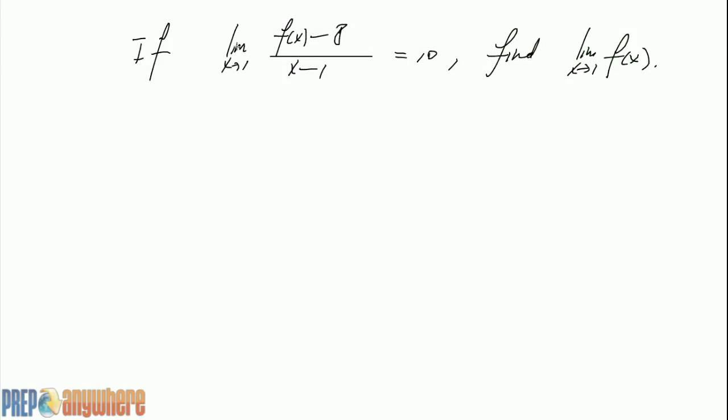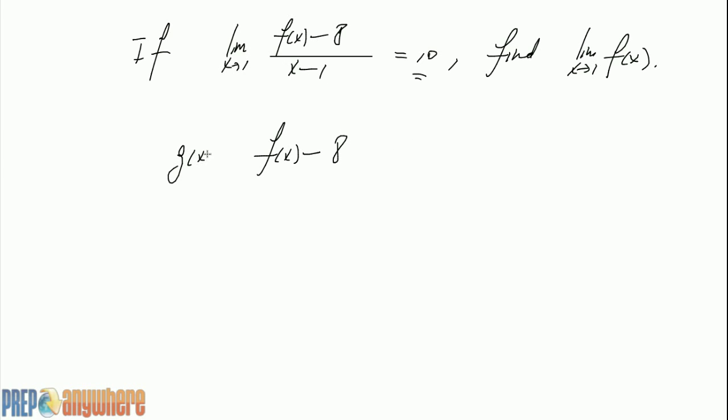Okay, so we have a limit as x approaches 1, and we have an expression at the bottom which will make this thing undefined. But it's not undefined, it does exist. It gives you 10. So what that means is that f at x minus 8, in here, there has to be a factor, right? A factor of x minus 1.